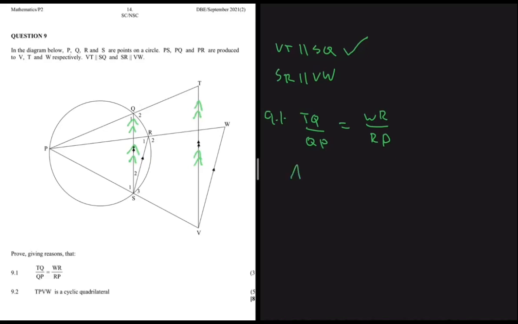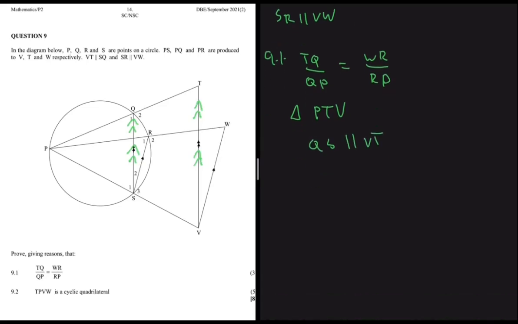In triangle PTV, if QS is parallel to VT, then the two sides will be divided proportionally. What are we saying? We're saying that TQ divided by QP will be equal to VS divided by SP. We can only say that if we have two lines that are parallel in the triangle, right? They will divide the two sides proportionally. So that's all we have deduced for now. Let's move on and go to our second keyword.